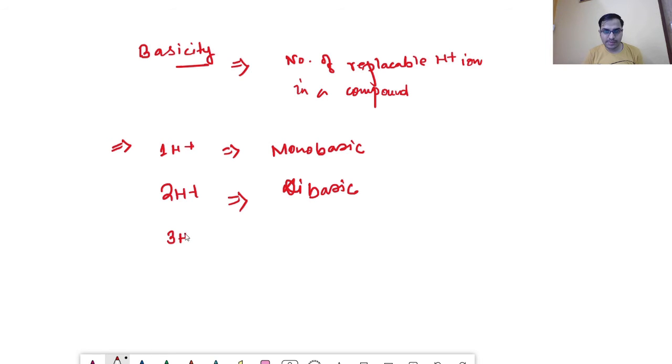If you have three replaceable hydronium ions, three replaceable H plus, then we call it tribasic. Clear? Mono means one, di means two, and tri means three. Now for each, you need to know one example. That is HCl. See, we have only one H.